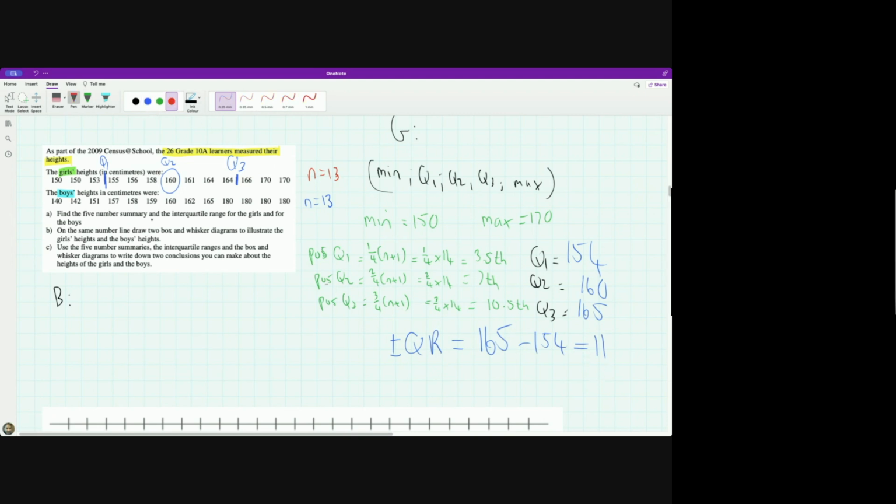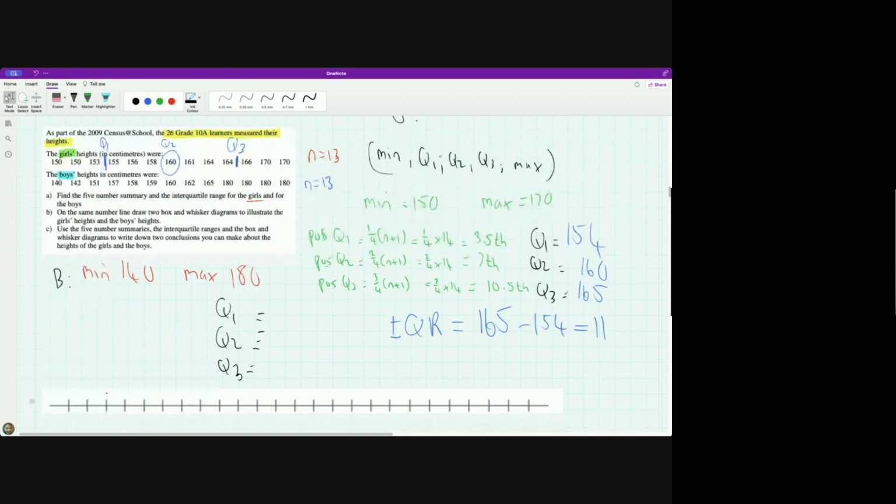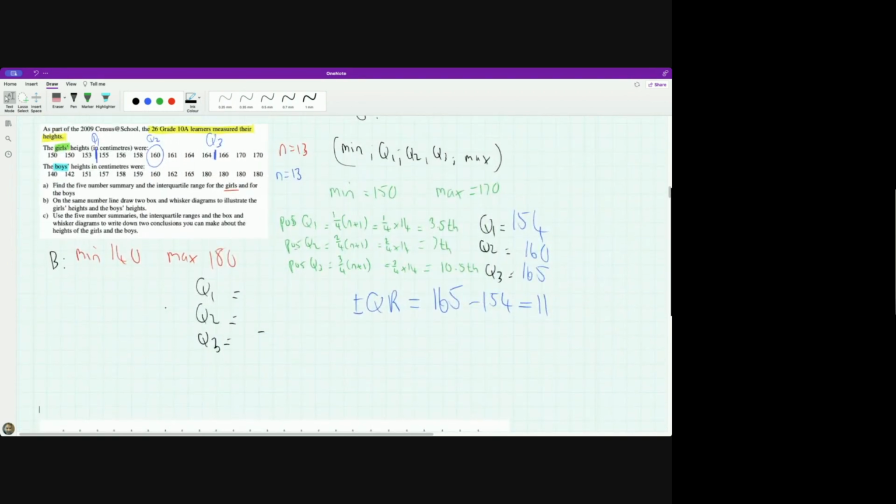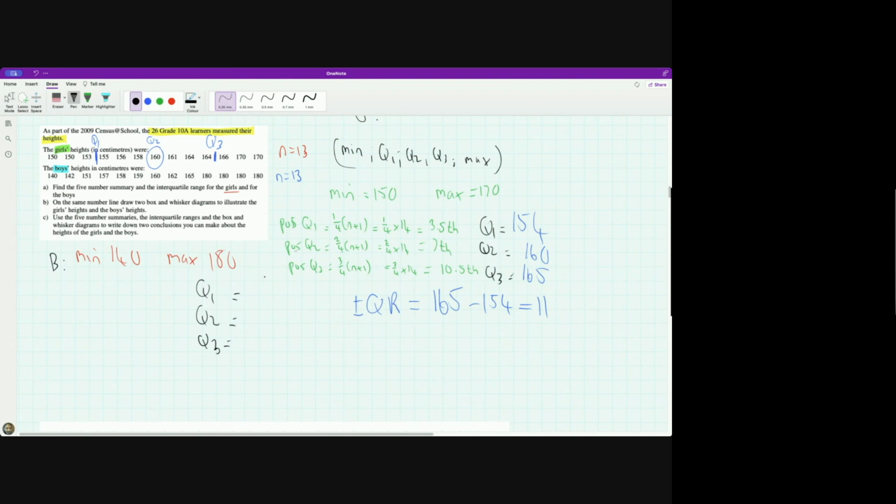Okay, now it says summary and interquartile range for boys and girls. Now I will help you with min and max here because we want to speed it up a bit. So the min and max are 180, but I need you now to find me Q1, Q2, and Q3 for the boys. So we've got our 5-number summary for girls, but in order to draw the box and whisker plot, in order to draw 2 of them, I need the stats for the boys. So that's our next job.